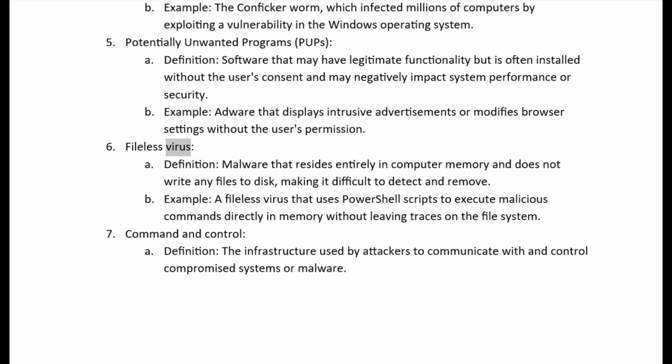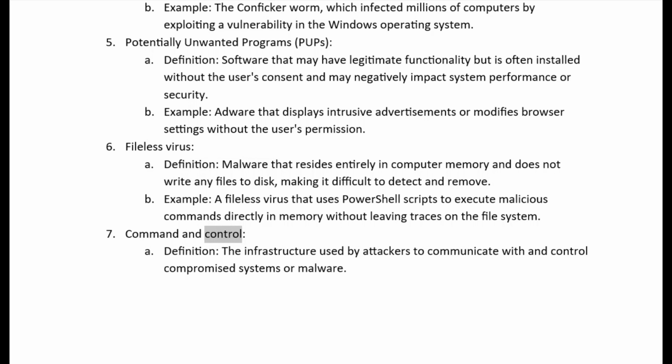Fileless virus. Definition: malware that resides entirely in computer memory and does not write any files to disk, making it difficult to detect and remove. Example: a fileless virus that uses PowerShell scripts to execute malicious commands directly in memory without leaving traces on the file system.